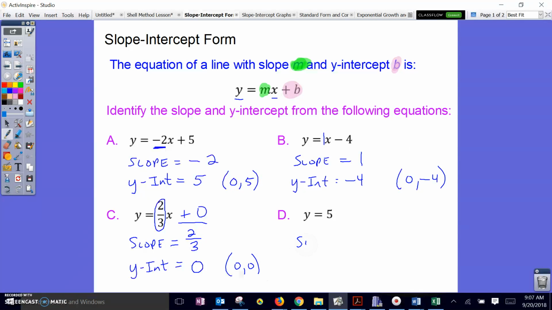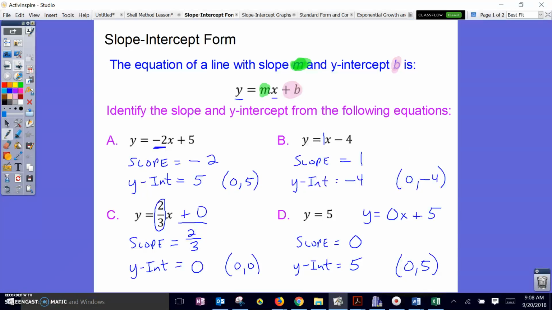And this last one's a little tricky. You may not recognize that this is in slope-intercept form, but it is. Anytime we have y equals something, it's in slope-intercept form. This is really the equation y equals, and since there are no x's, there's no x plus 5. So the slope of this line is going to be 0, and the y-intercept is going to be positive 5, or the point 0, 5. All right, so that's how we can identify slopes and y-intercepts from equations.